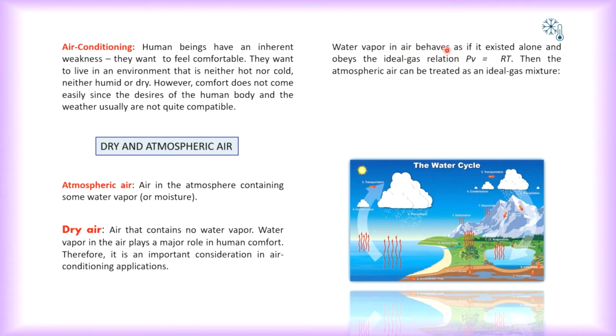Now, water vapor in the air behaves as if it existed alone and obeys the ideal gas relationship PV equals RT. We call it a perfect gas because it doesn't undergo any chemical reactions, whether in the form of solid, liquid, or vapor, when you mix them together. So most of the time, we can call them perfect gas. And we assume that at low temperature and low pressure, they follow the ideal gas law PV equals RT.